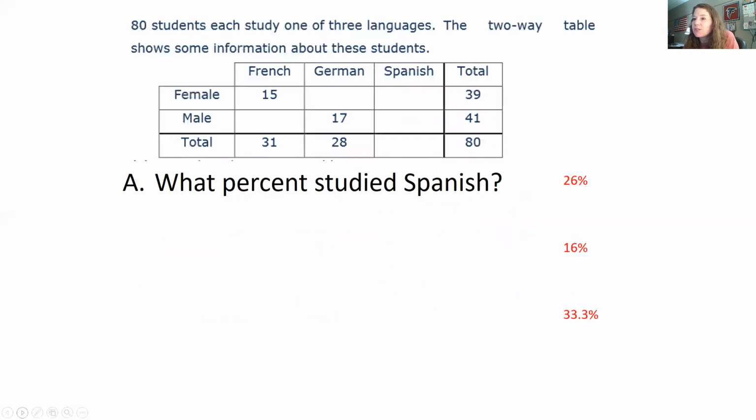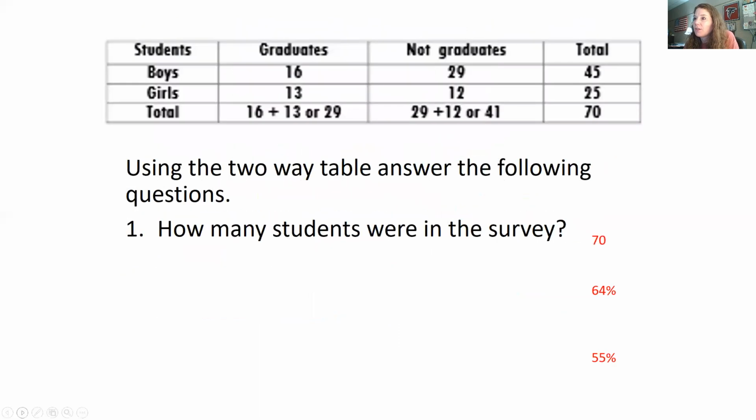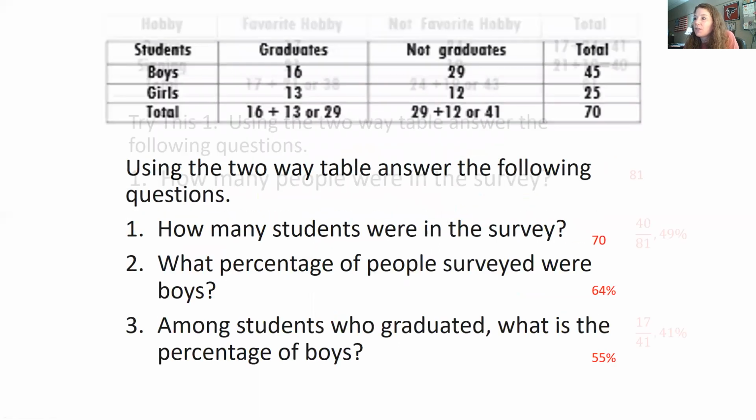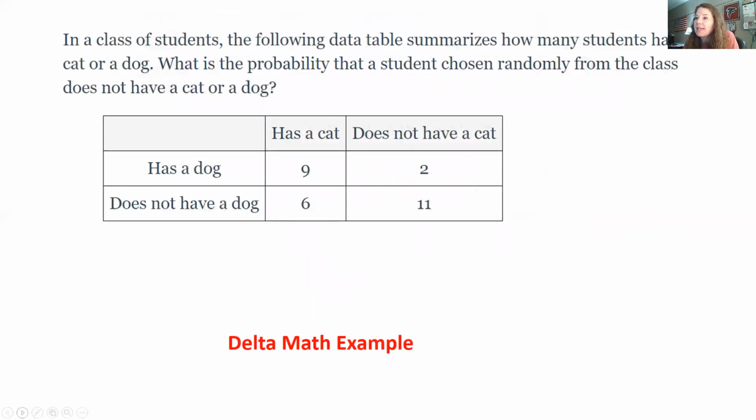All right, now the next two slides, you have your questions. I've given you the answers. I want to make sure you guys know how to get those answers. So quiz yourself. Do those few problems, those slides. And then when you have your Delta Math example, the first thing hopefully you notice is that there's no totals column. So if I were you, the first thing I would do is write down the total.